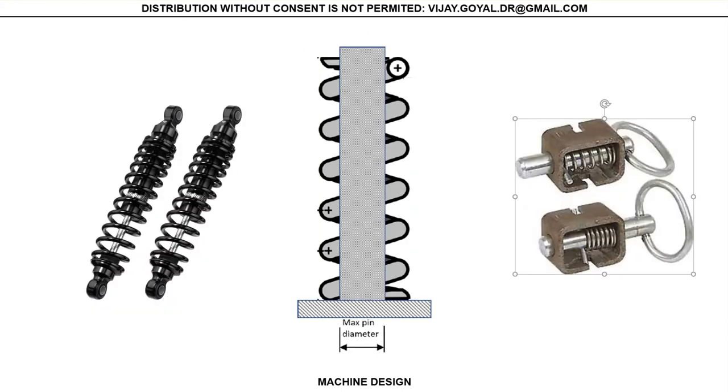Another example is the shock absorbers and these pins here. You can see that it's the same concept. You want to have a load P and you want to find the maximum possible pin diameter to hold the springs intact. Okay, so you can see the springs inside here. They're actually wrapped around the pin and the shocks as well.